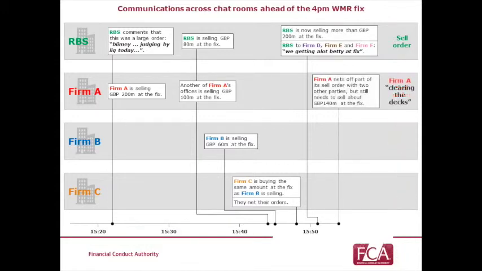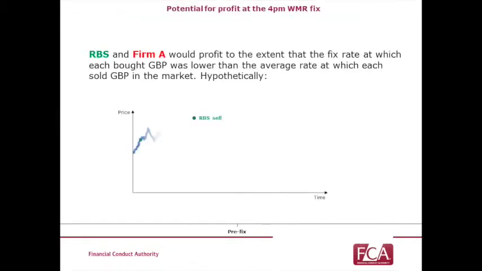Firm A tells RBS that it has netted off part of its net sell orders with 2 other parties outside the chat room, but that it still needs to sell about 140 million sterling at the fix. This is an example of Firm A clearing the decks. What we mean by that is traders with net orders in the same direction as the desired rate movement at the fix, netting off these orders with third parties outside the chat room, thereby reducing the volume of orders held by third parties that might otherwise be transacted at the fix in the opposite direction. Remember, because RBS is a seller, it will benefit if it can move the fix rate down.